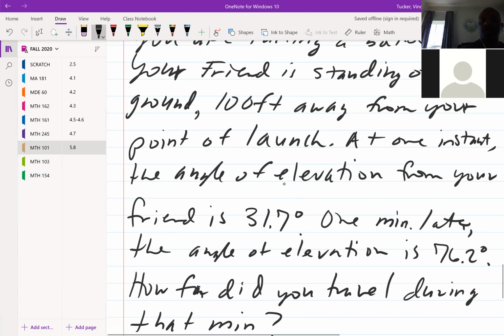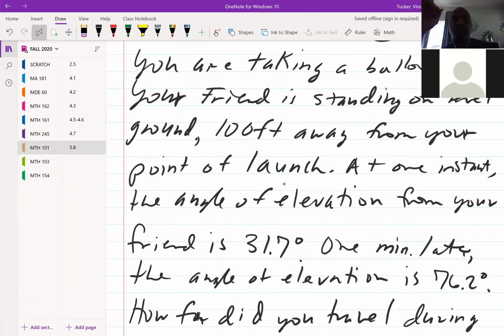I'll draw the diagram in a second, but I'll give you a chance to write. It says you are taking a balloon ride. Your friend is standing on level ground 100 feet away from your point of launch. Actually, it had more sentences than this. It was talking about how your friend is watching you with video cameras, videotaping your response and how terrified you look and all this stuff. So I just didn't write all that, but that's why the friend is over there. So 100 feet away from your point of launch.